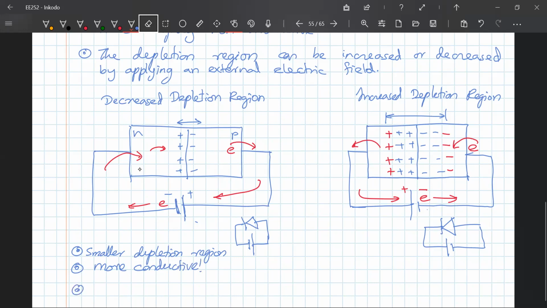And this is called forward biased. If you make this forward biasing large enough, it will enable it to have a continuous current. On the other hand, on this side, you have an increased depletion layer. In other words, a larger depletion region. And it is less conductive. And this is called reverse bias.